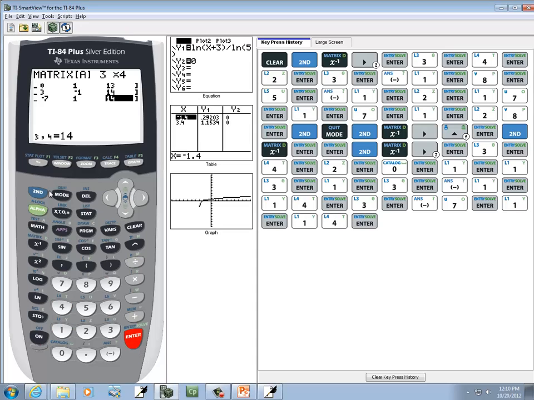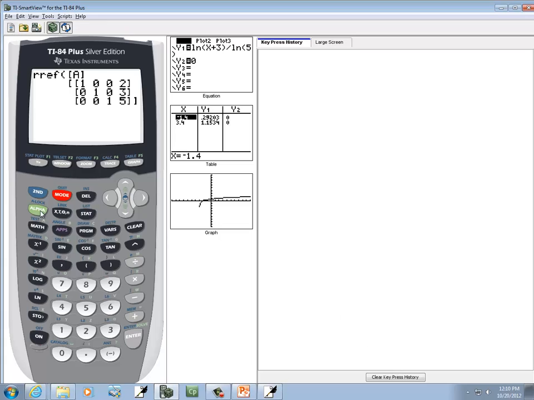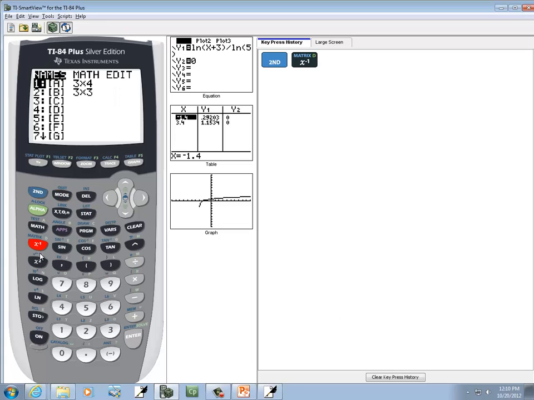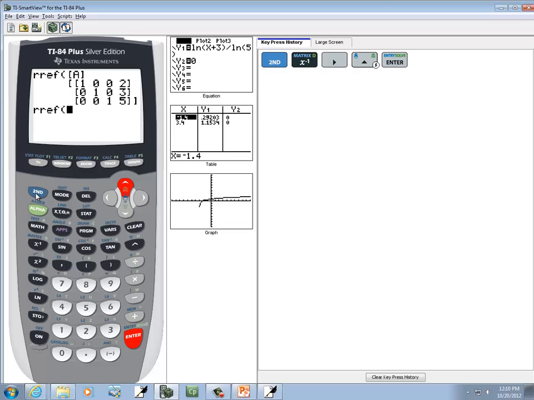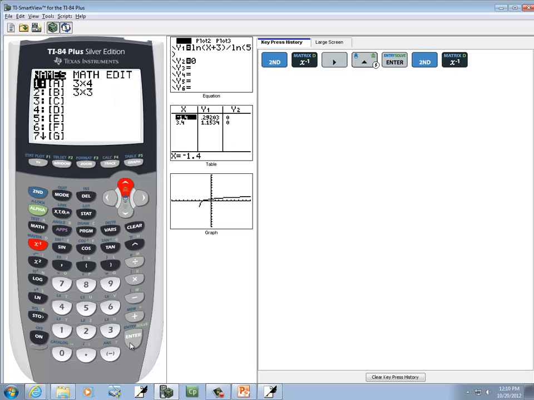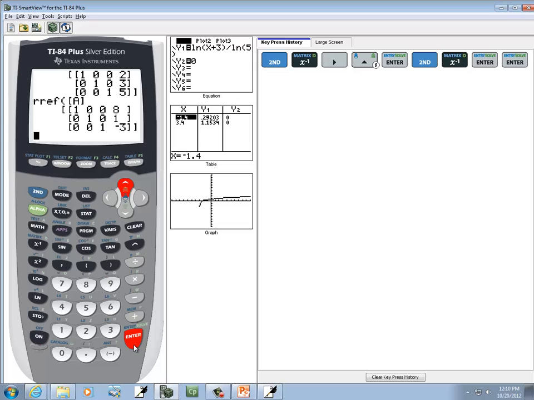Okay, so after we get that input, we want to make sure we exit out, so we do second mode. Now go back to my matrix menu, so I do second, x and negative 1, right arrow to math, up arrow to RREF. Again, make sure you choose the one with 2 R's. The one with 1 R will give you wrong answers. The RREF we'll see later on when we talk about matrices, but it stands for reduced row echelon form. So do enter on it, go back in my matrix menu, do enter on A, enter again.